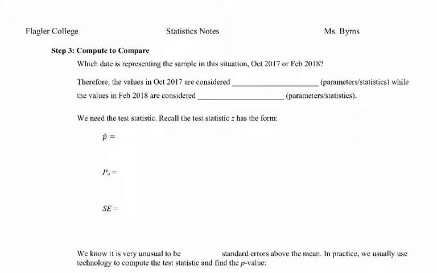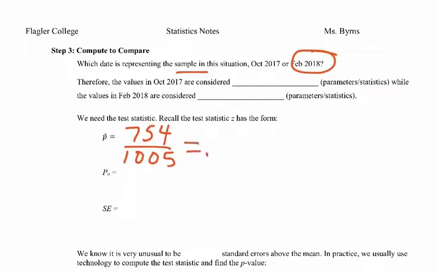So it says which date is representing the sample in this situation. The sample is where we're going to obtain our p hat. That would be from the second date, February of 2018. So in February of 2018, p hat was 754 out of the 1,005 that we surveyed, and that is a percentage of 0.75. 75% of our sample said yes, they favored more gun control laws.